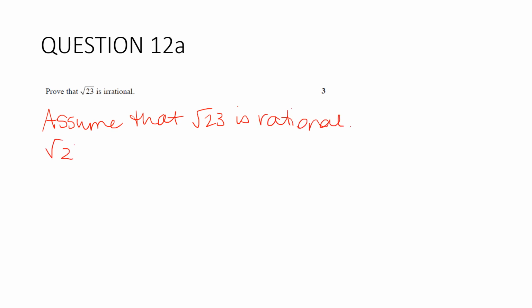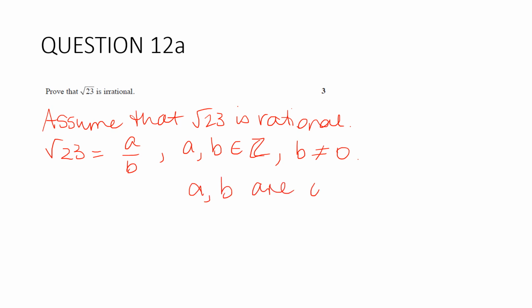Question 12, prove that root 23 is irrational. So of course we're going to start by assuming that root 23 is rational, which means of course that root 23 can be written in the form a over b, where a and b are whole numbers and b is not equal to 0. And further, a and b are co-prime, which means that they have no common factors. Or we could use the word irreducible.